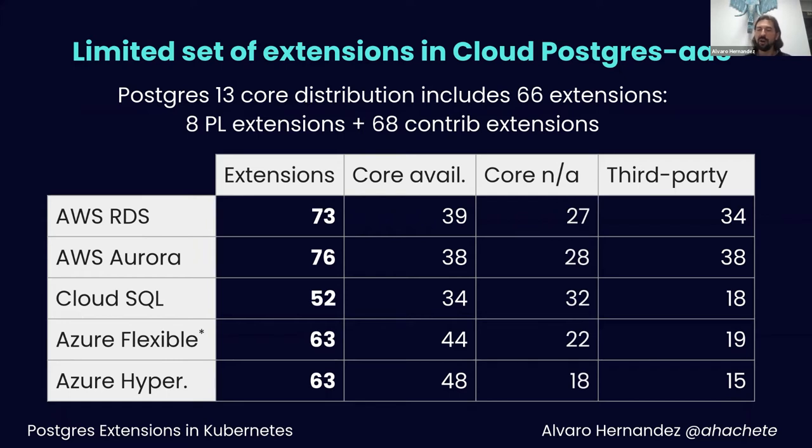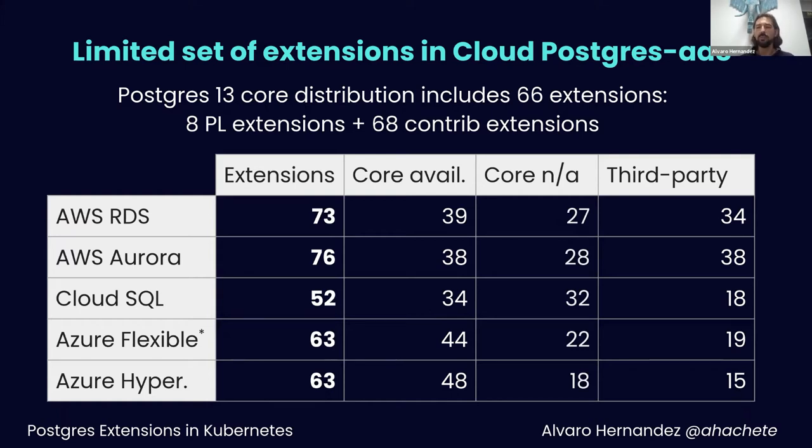And with regards to third-party extensions, of which there are hundreds or even thousands available in the world, a very small number of them are available. The best case is Amazon Aurora, where 38 extensions are available. Now, what do you do if you want one of the extensions that are not present on these environments? You cannot load them. They need to be allowed on a one-by-one basis because this is a managed offering, right? So you're out of luck. You either need to do without extension or manage the database yourself.